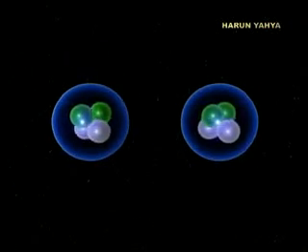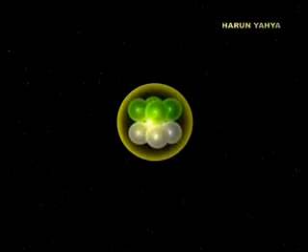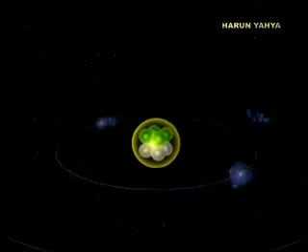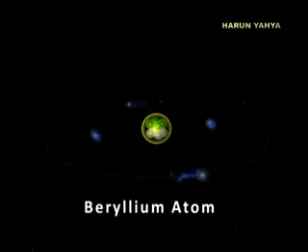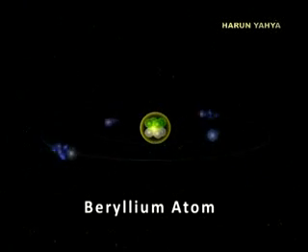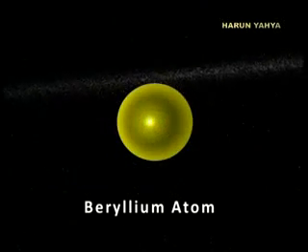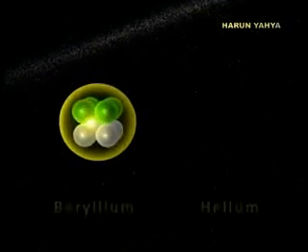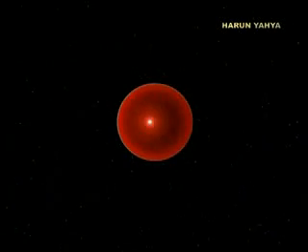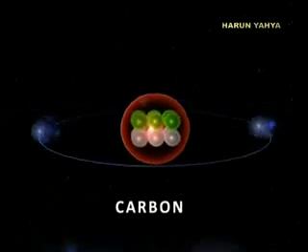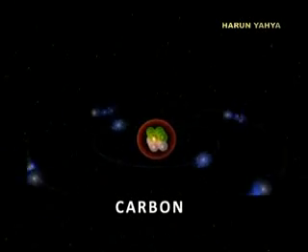Two helium atoms first combine together, resulting in an intermediate element with 4 protons and 4 neutrons. This intermediate element is known as beryllium. When a third helium atom is added to beryllium, the result is a carbon atom with 6 protons and 6 neutrons.